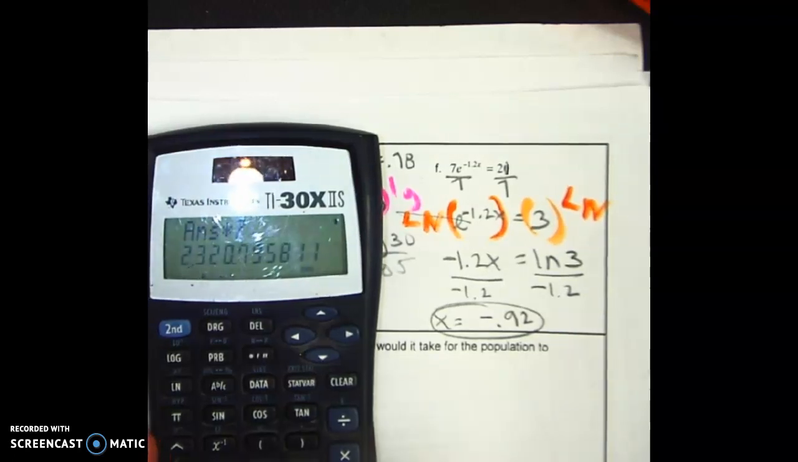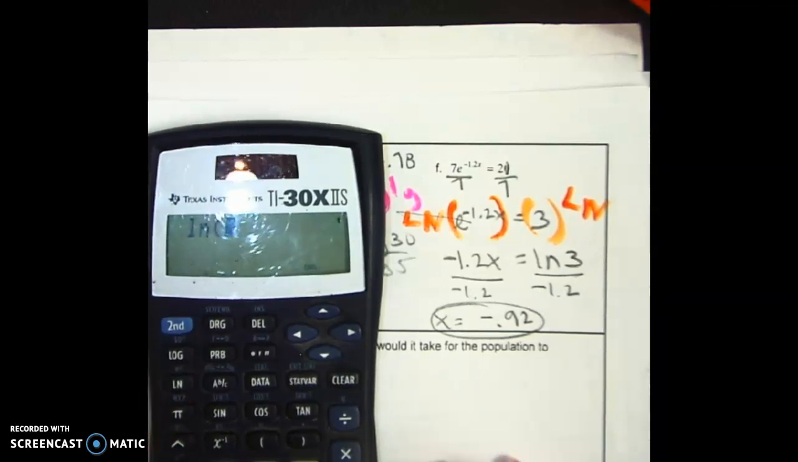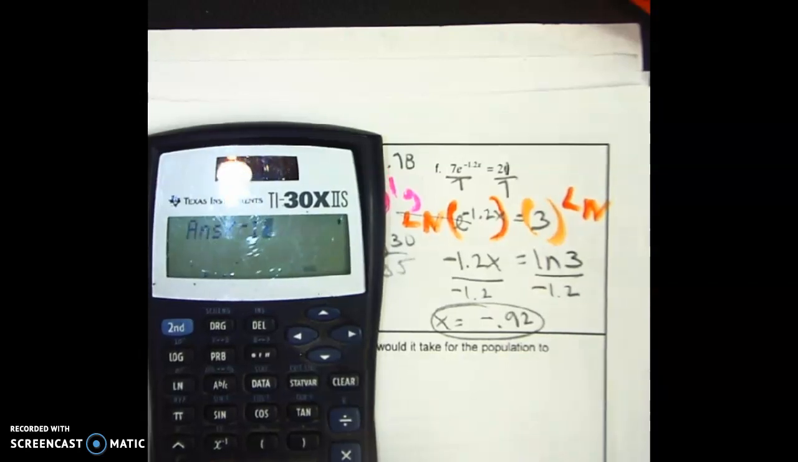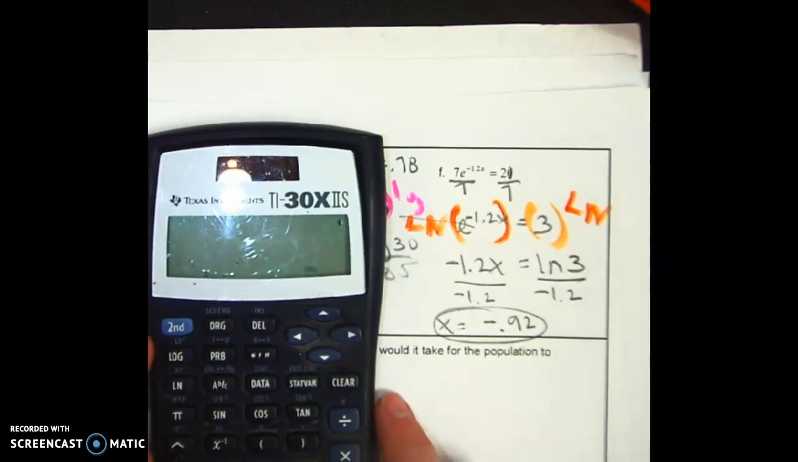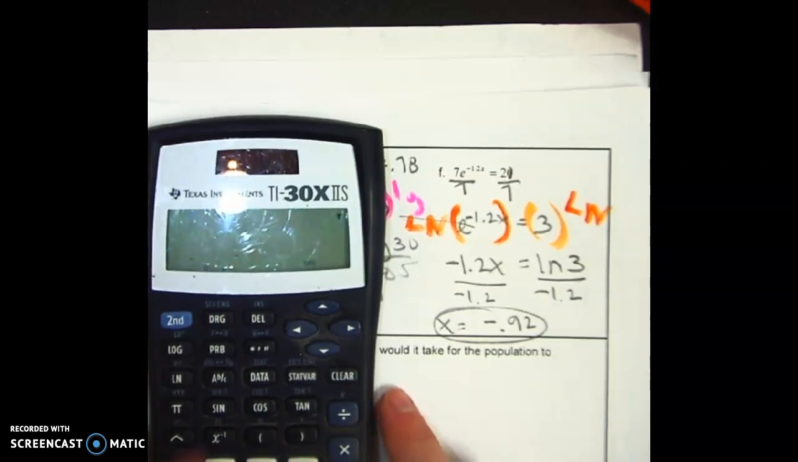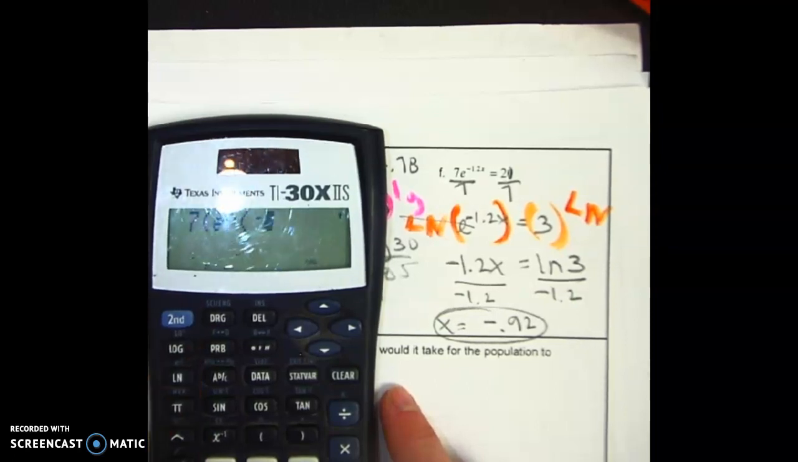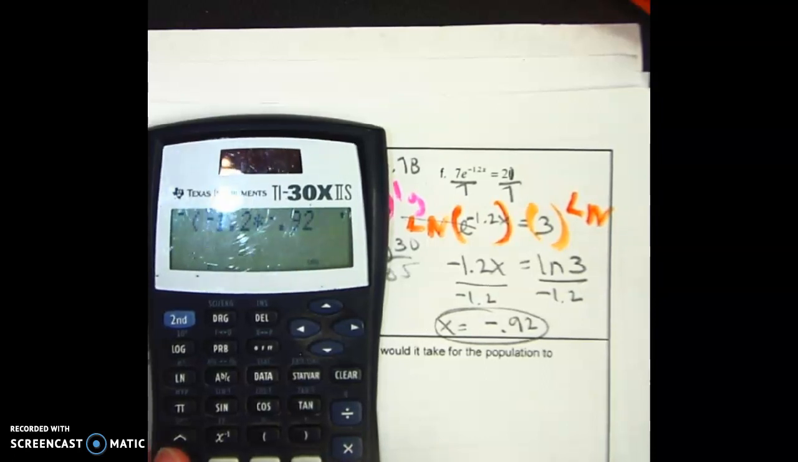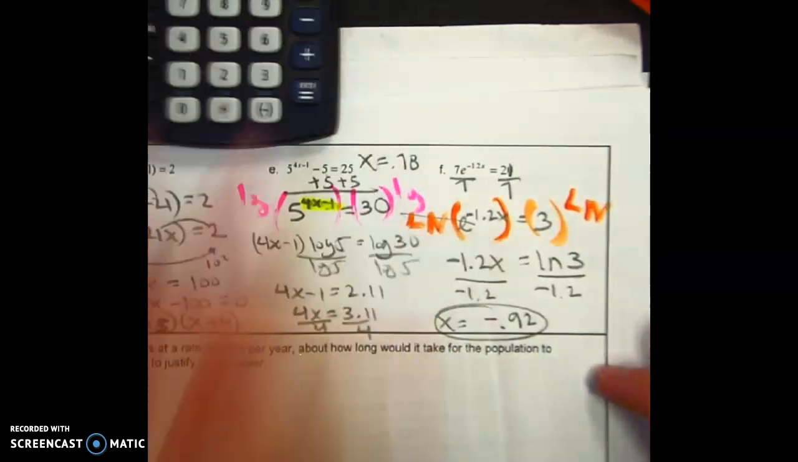Whoa! Okay, let's try this again. What did I do wrong? Okay, let's make sure I did that right. So natural log of 3, 1.09, divided by negative 1.2. Okay, that works. Let's see what I did wrong. So 7 parentheses, second e, to the negative 1.2 times negative 0.92. Okay, there we go. So just because you check it doesn't mean it's good. So be careful about those types of things. Maybe just type it in straight, which I should have done first.